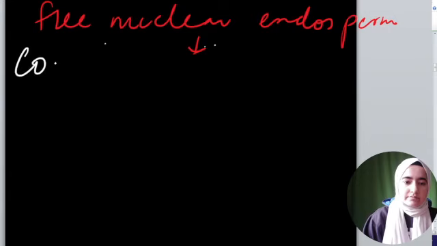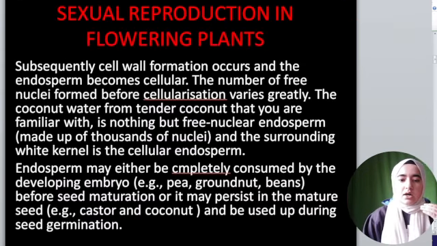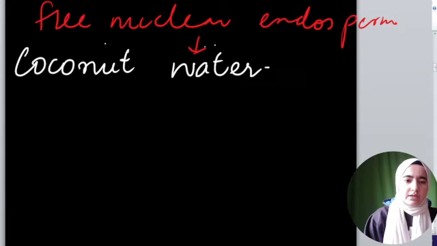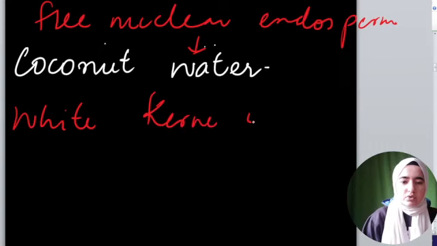Okay, example of free nuclear endosperm, I'll write it down. See what that is? That is coconut water. Coconut water is the example of free nuclear endosperm, which has thousands of nuclei inside it, and the water we consume is nothing but nuclei. Okay, and the white kernel you will see in coconut, that is cellular endosperm. White kernel of coconut which we eat.